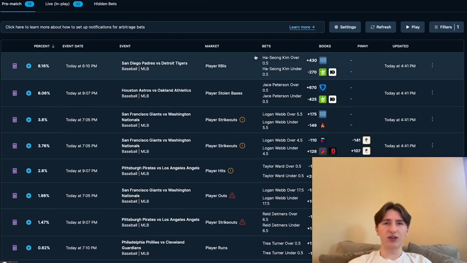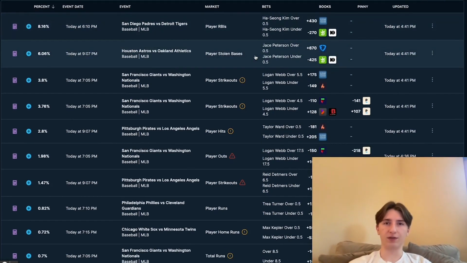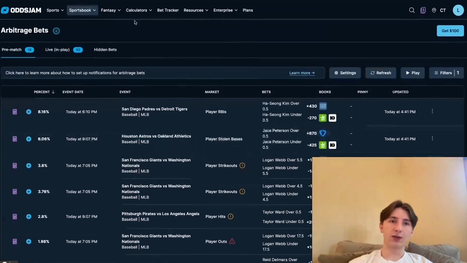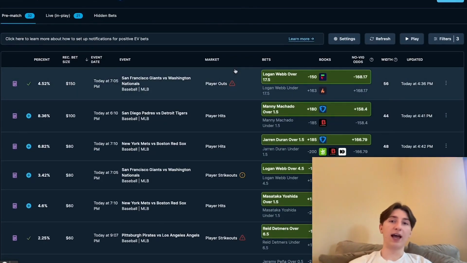So the arbitrage screen operates very similarly to the positive EV screen in that it scans the entire market simultaneously to find profitable opportunities for you. But here, one of the cool parts is that the arbitrage screen gives you risk-free bets. So with the positive EV screen, with this Logan Webb play we were just looking at, even though it has a very big edge on the market and wins maybe 2 out of 3 times or somewhere in there, you're still going to lose a good amount of the time.